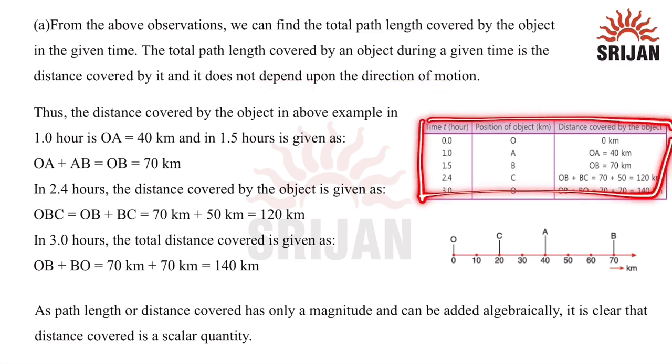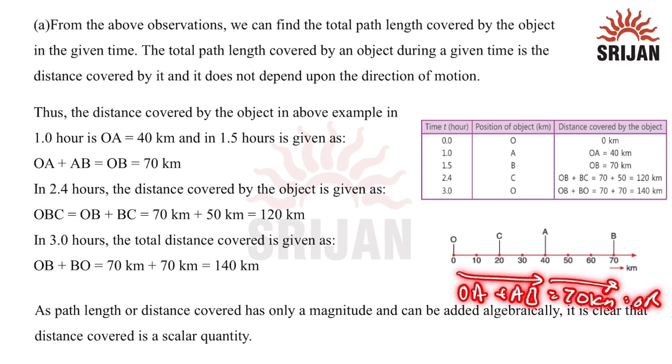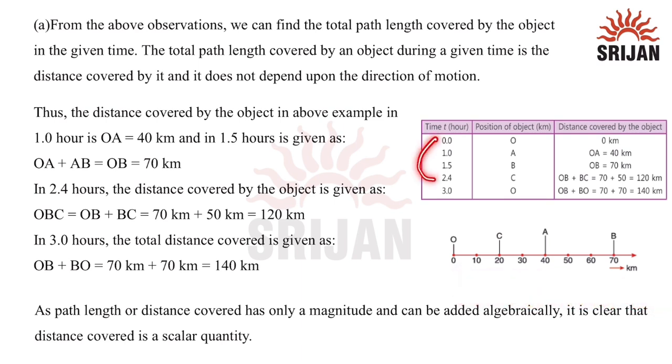As you can see in this particular table, the distance covered by the object in 1 hour, that is 0 to 1 hour, is when the object goes from O to A, and you can see it is 0 to 40 kilometers. In this diagram also, O to A, it covers 40 kilometers, right? And in 1.5 hours, that is 0 to 1.5 hours, we can see that the object is going till point B. So O to A, then A to B. So I can say OA plus AB, that is 70 kilometers. That is simply OB.